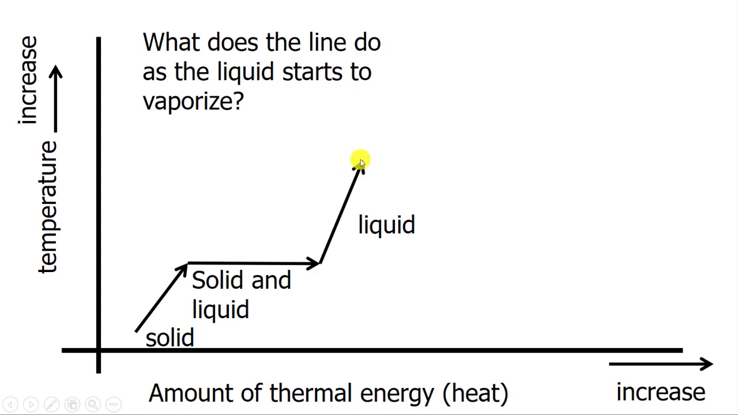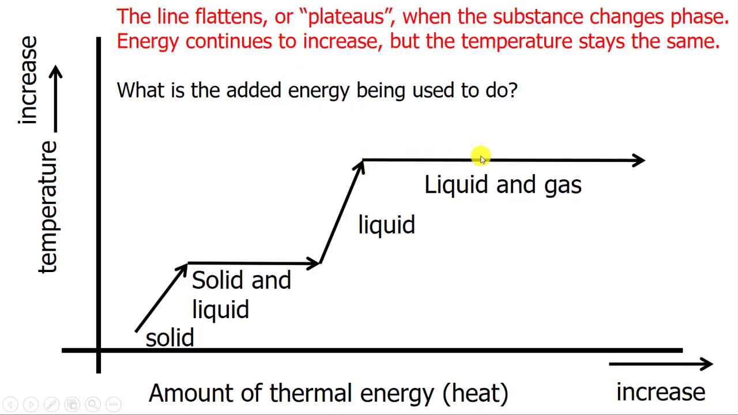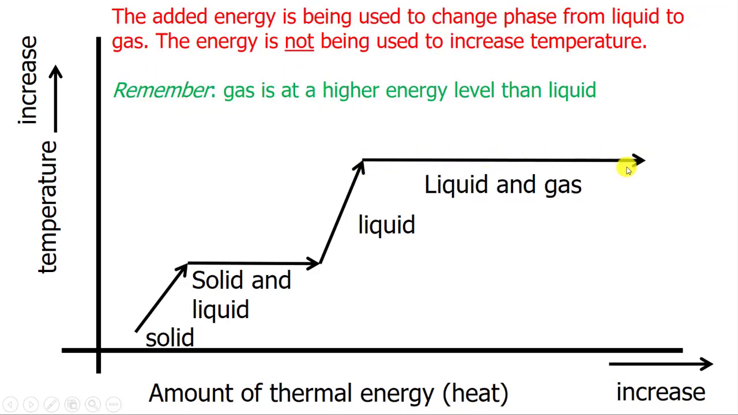What does the line do as the liquid starts to vaporize? So as we start seeing steam and bubbles, we should expect that temperature line to plateau. And because the energy is not being used to increase temperature, it is being used to change from a liquid to a gas. It takes a lot of thermal energy to go from a liquid to a gas. Remember, gas is at a higher energy level than liquid.